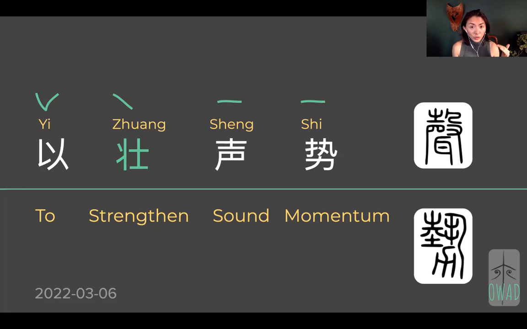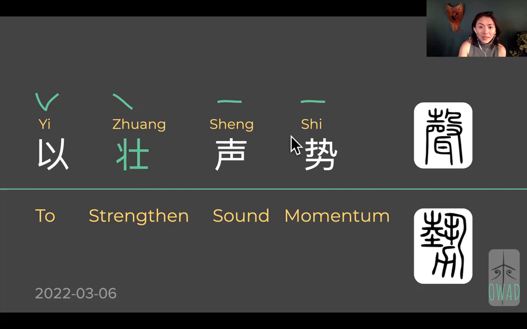壮. Here we turn that description of the physique into a verb, meaning strengthen, like to increase the power of something, right? To amp up. And we talked about 以 before. Simply it means to, in order to, so for the purpose of something. And we have a human figure on the side and something over there. So 以 to strengthen. And 声势, okay, 声势 is a commonly used combination.